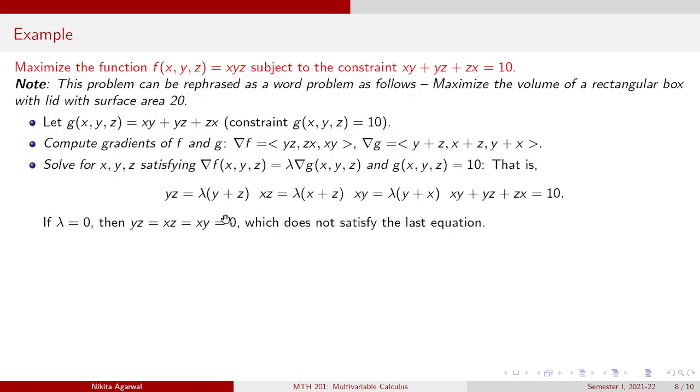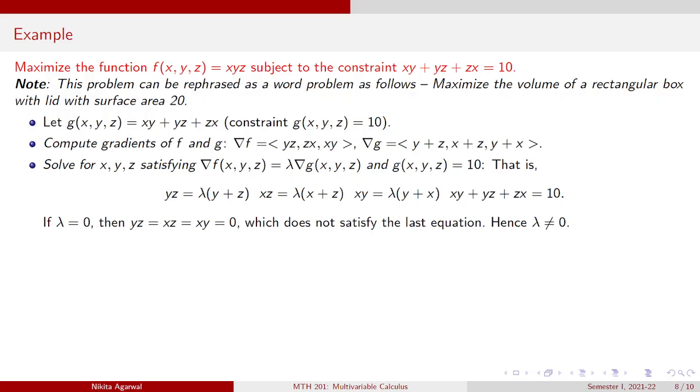Now firstly, if lambda is 0, then yz, xz and xy are all 0, right? But can they all be 0? No, because if they are all 0, then 0 equal to 10 is the last equation, which is not possible. Therefore, lambda can't be 0. Hence, lambda is not 0.